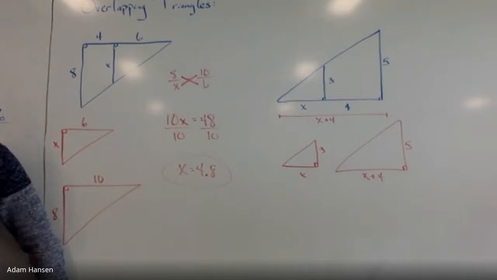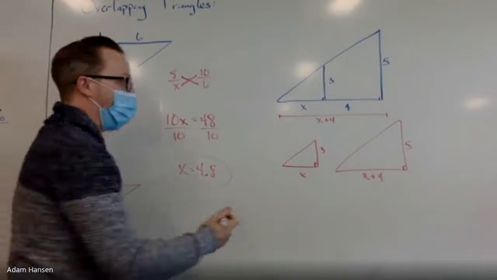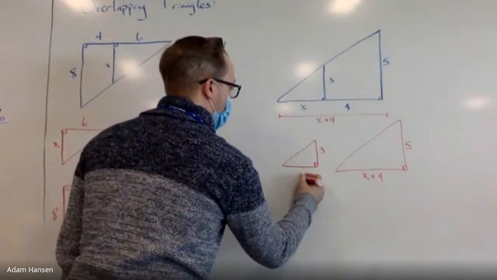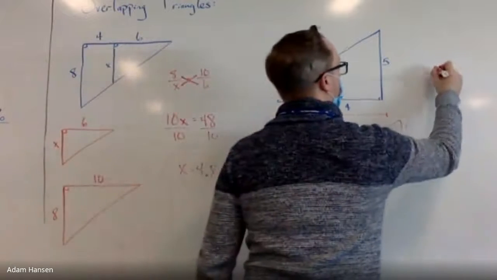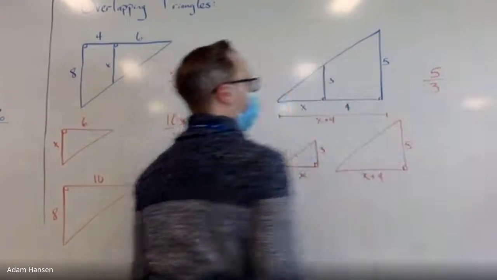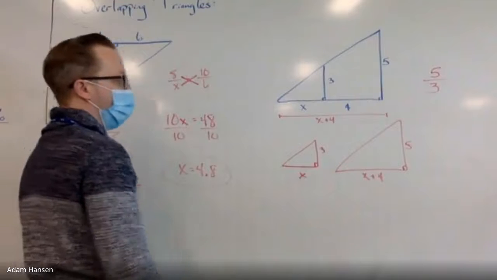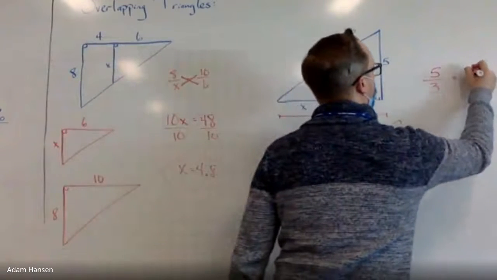So write your proportion. Get me started, Caleb. Pick a proportion for me. How can we set this up? 5 and 3. So 5 is to 3. All right. Finish the rest up. x plus 4 is to x. Got it.